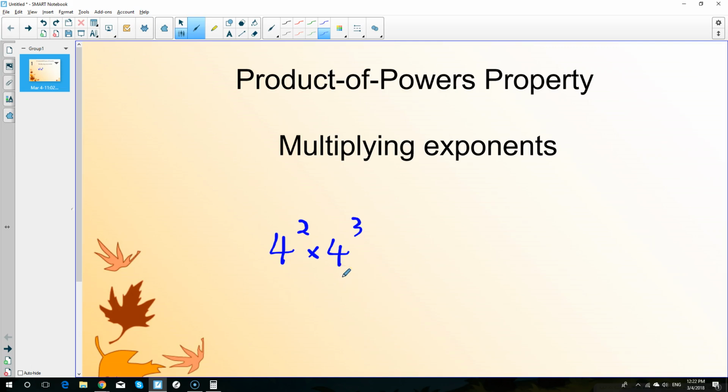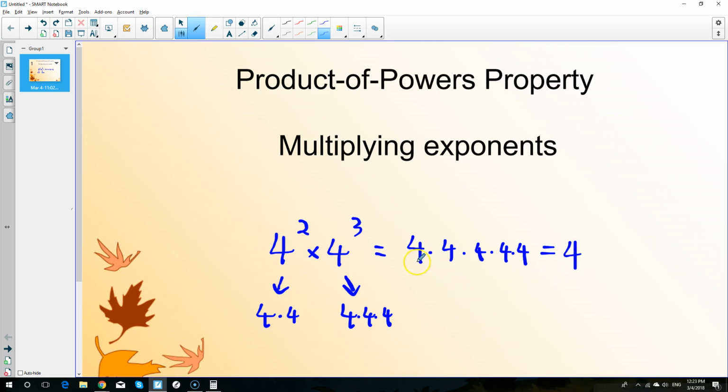From the very first video, we know that 4 squared basically means 4 times 4, and 4 cubed means 4 times 4 times 4. So we can write this out. The first bit is your 4 times 4. The second bit is you're multiplying yourself 3 more times. Let's count how many 4s we have: 1, 2, 3, 4, 5. That's equivalent to 4 to the power of 5.